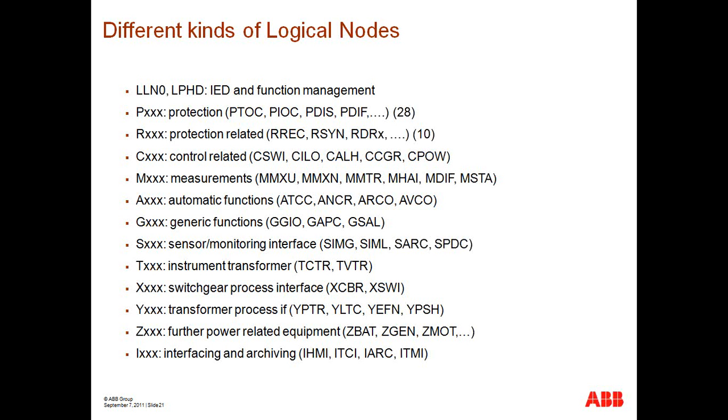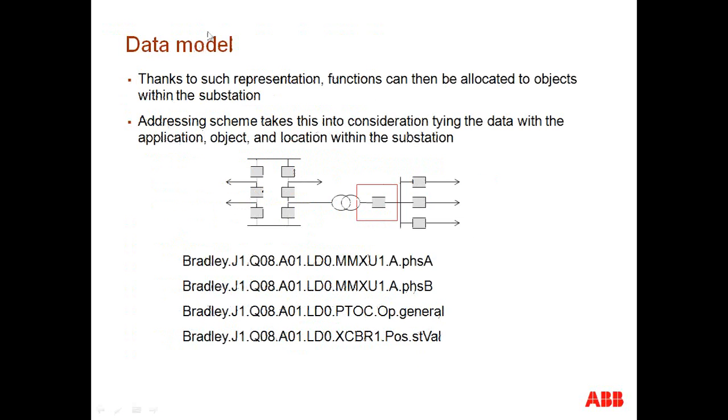Real quick, this is just a quick list of different logical nodes. We have logical nodes for protection-related functions, for control-related functions, measurement, automatic functions, instrument transformers, interfaces to switchgear, archiving, and so on. So there's really a significant number of logical nodes, functions and equipment that's modeled within this standard data model.